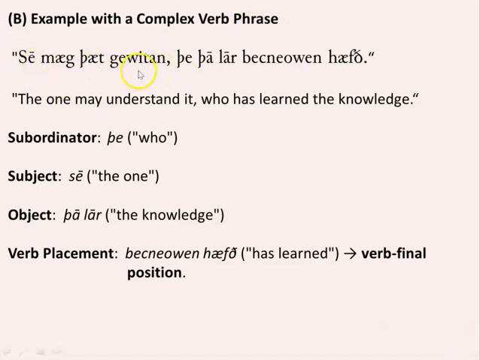An example of a complex verb phrase: Say my that yawitan, fair tha lar becaneowen haveth. The one may understand it who has learned the knowledge. The subordinator is there, who. And then here's our subordinate clause after the comma. Subject say, the one. Object tha lar, the knowledge. Commas can mark the presence of a subordinate clause that follows. Verb placement: becaneowen haveth, has learned. Verb final position.